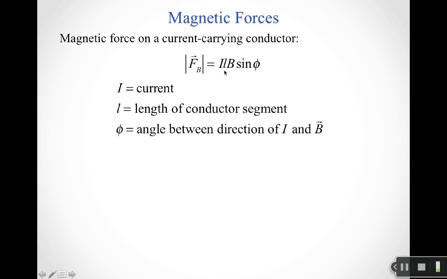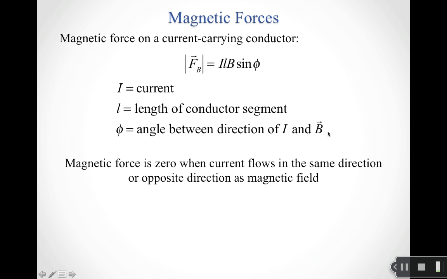So the magnitude of that force is given by, again, the amount of the current, the length of the conductor in the magnetic field, and then the magnetic field strength, and then our sine phi term. Phi is now the angle between the direction of the current flow and the magnetic field. So you'll notice that, again, this tells us that if the current is flowing along the same line as the magnetic field, that conductor won't feel a magnetic force. So that wire won't feel a magnetic force.